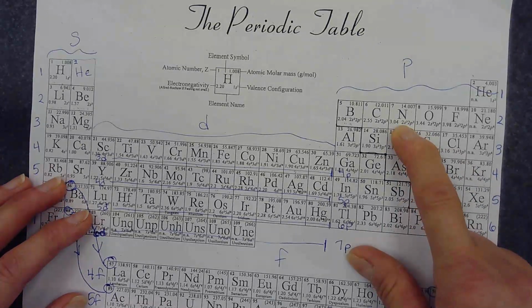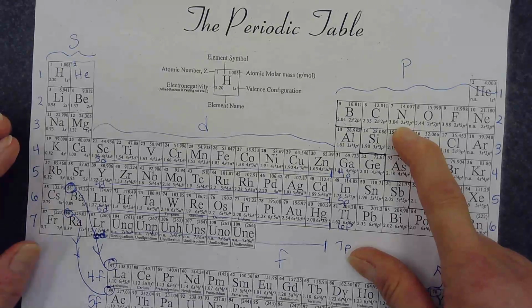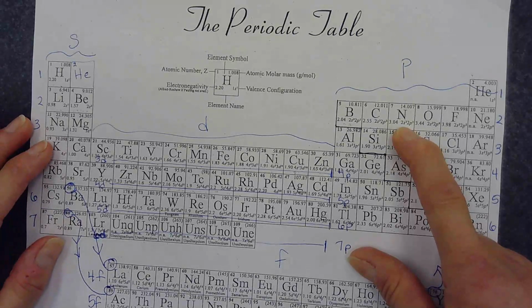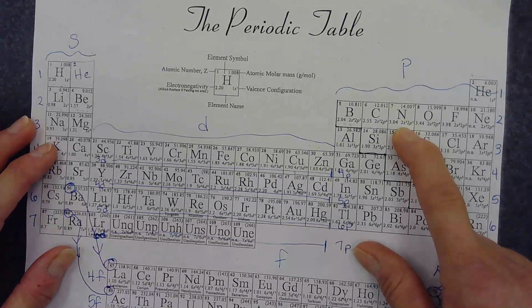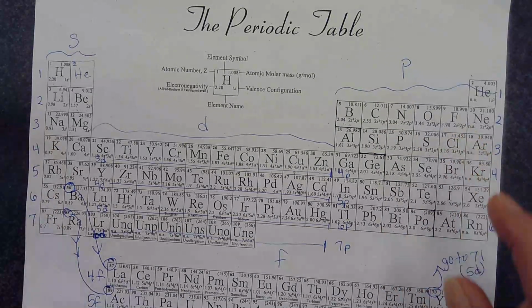Now, in order to become nitride, what does it have to do? Nitrogen to become nitride has to do what? Gain what? 3. Where does it gain them? What energy level? Energy level is a number. 2. What subshell? P. Yes? Does that make sense? All right, let's see if it makes sense.